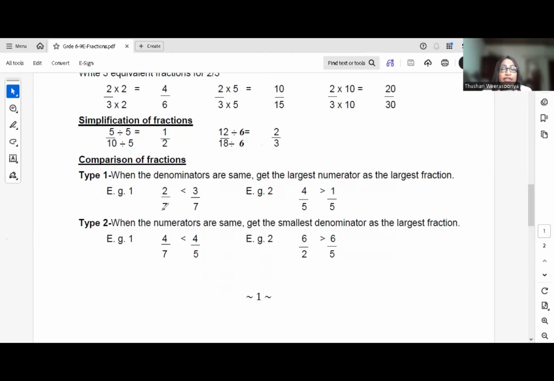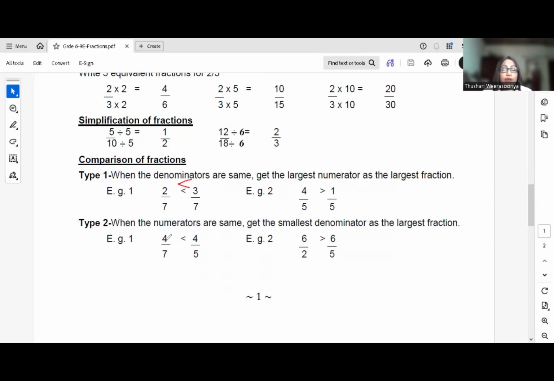Now look at these, denominators are same, 7, 7. Then obviously 2 over 7, 3 over 7. This is bigger. The mouth is open to this one. That is why we draw this symbol, the inequality symbol. The smaller part, the mouth is open to the big part. This one, 4 over 5, 1 over 5. The denominators are same. When the denominators are same, straight away we can get the biggest numerator is the biggest fraction. Very easy.